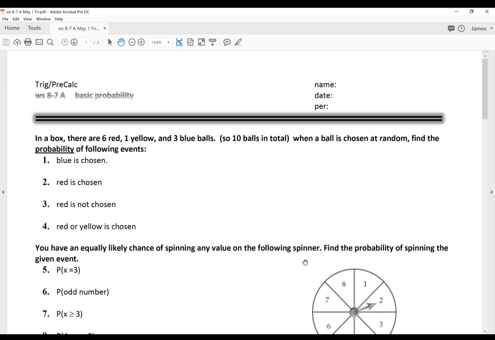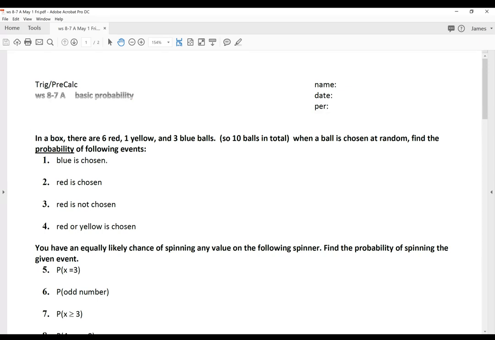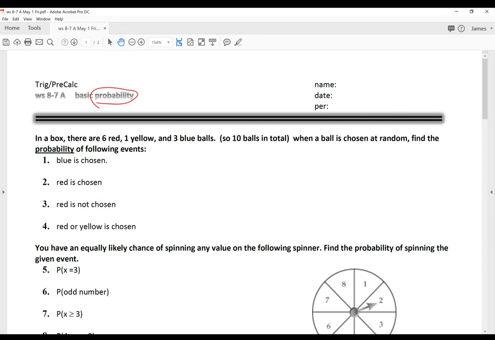Alright, so basic probability. Probability means chance of something happening. So, for example, first part are 6 red, 1 yellow, and 3 blue. So that's total of 10. Yeah, 6 plus 1 plus 3. So number 2, what's the probability that red is chosen?